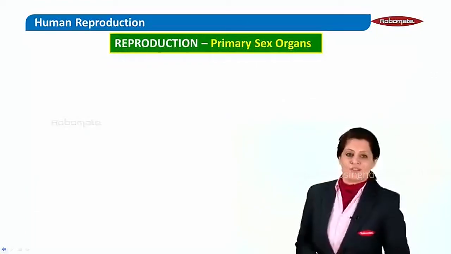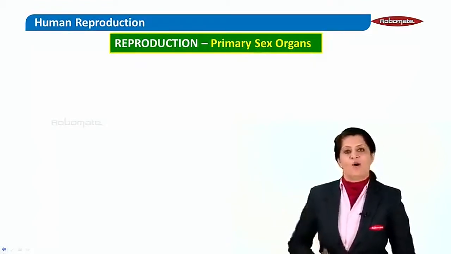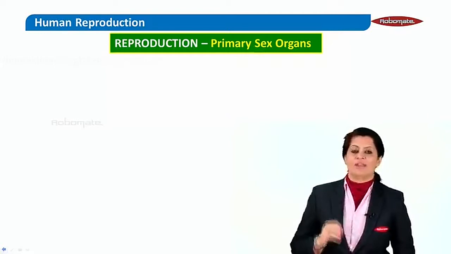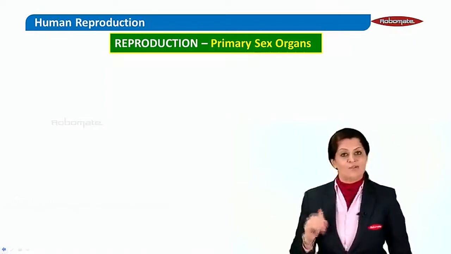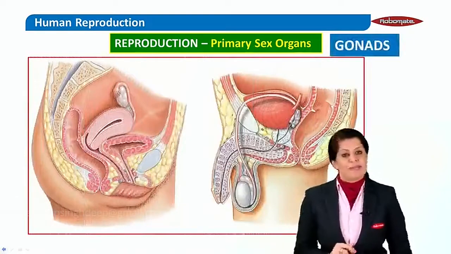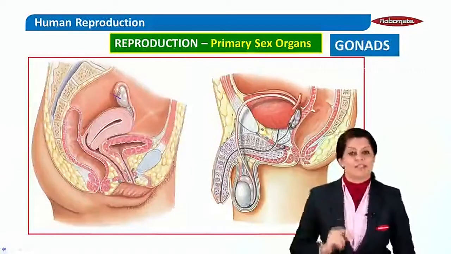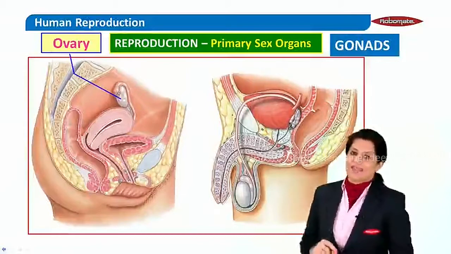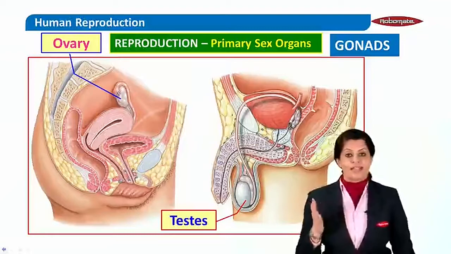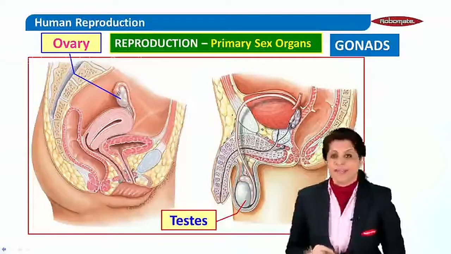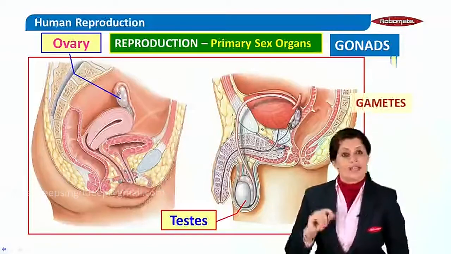Now, in reproduction, students, when we study the reproductive system, be it male or female, certain organs we call primary sex organs. And what are those primary sex organs? Primary sex organs are the gonads. Gonads are, for example, the ovary in case of female and the testis in case of male. So what exactly are gonads or primary sex organs? These are those organs which are going to be producing gametes.